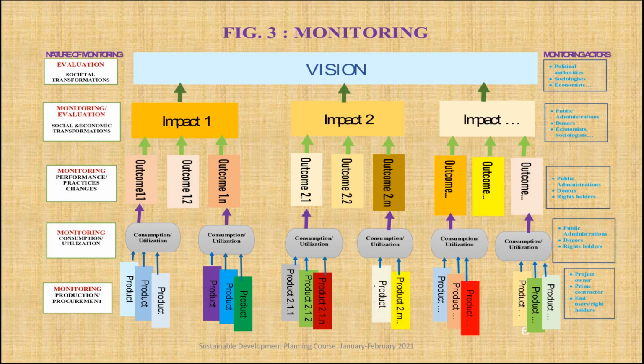So it's a summary of what has been described previously, up to the vision, whereby the nature of the monitoring is to see whether there are societal transformations, and then who are the actors that are interested in seeing that: the political authorities, the sociologists, the economists, and so on, which are the researchers, actually to see what has really changed at the level of society, which are qualitative changes in the lives of people.